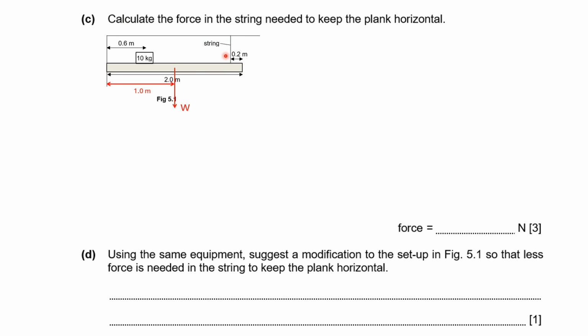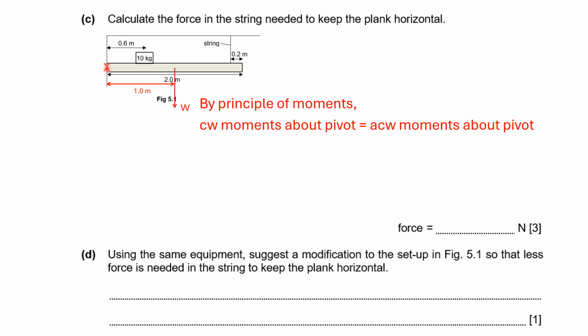We want to calculate the force in the string to keep the plank horizontal. So first we know that this is the pivot. So let's consider the principle of moments using this as the pivot. So we've got the sum of clockwise moments about this point X here equals the sum of anti-clockwise moments about the same pivot X. And we know the formula for moments is force times perpendicular distance.